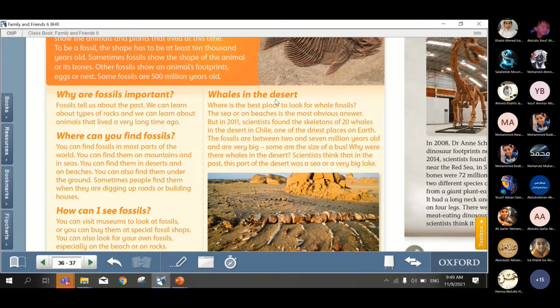Somebody says, teacher, can we find whales in the desert? How come? Whales live in the ocean. Can we find them in the desert? Yes, we can. Because in old days, millions of years ago, these deserts were full of water. They were oceans, they were big seas. So you can find whales in these oceans. They are now fossils in the desert.